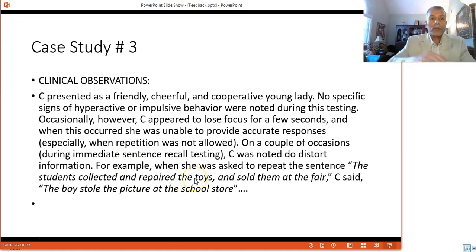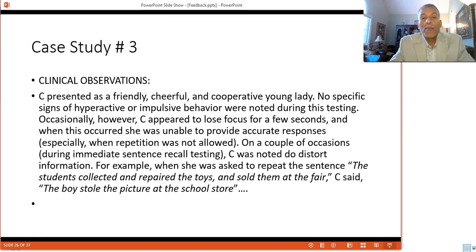Clinical observation: the speech-language pathologist says C presented as a friendly, cheerful, and cooperative young lady. No specific signs of hyperactive or impulsive behavior were noted during this testing. So at least hyperactivity and impulsivity did not exhibit itself. It didn't say there are no attention problems, the ADD part. It didn't say anything about that.